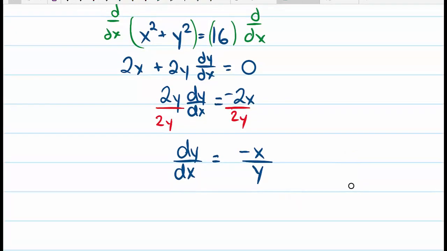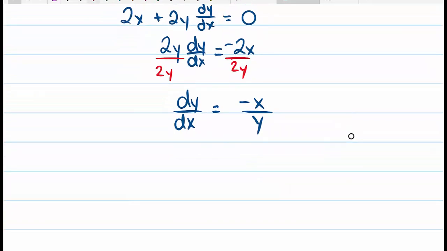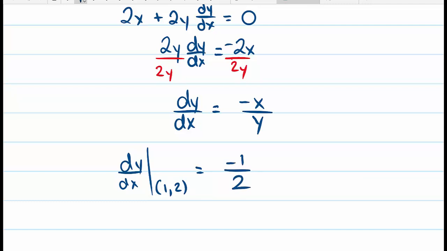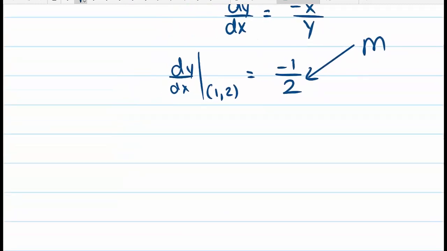Okay, that was step 1. See how that can be very quick. Step 2 is to take dy/dx and go ahead and plug in the point (1, 2). So this is going to be negative 1/2. Again, this is m. This is our slope.